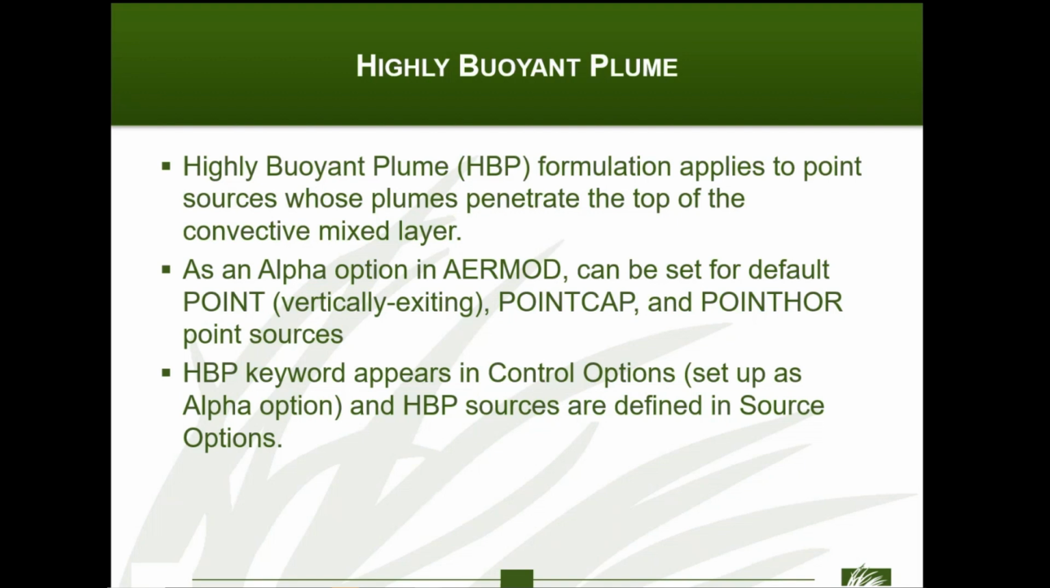So as an alpha option in AERMOD, you can use it for point sources, which is a traditional vertically exiting stack, but can also be applied to point cap and point horizontal point sources as well. The highly buoyant plume keyword, or HBP, appears in control options, and you'll set it up as an alpha option, and you define those highly buoyant plume sources in source options.